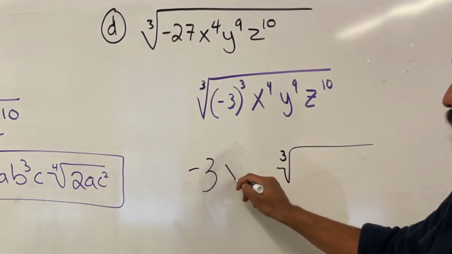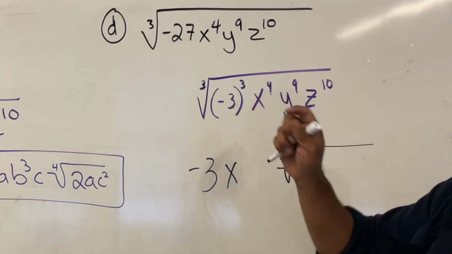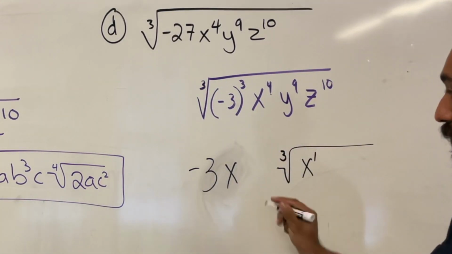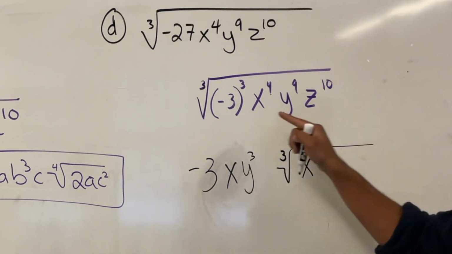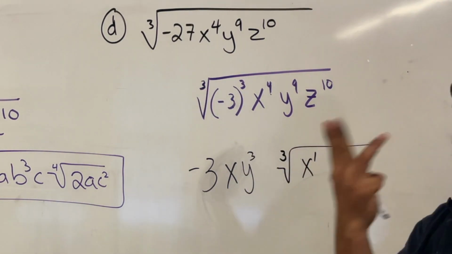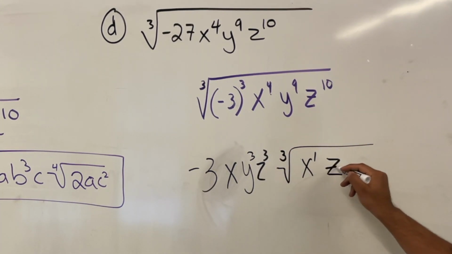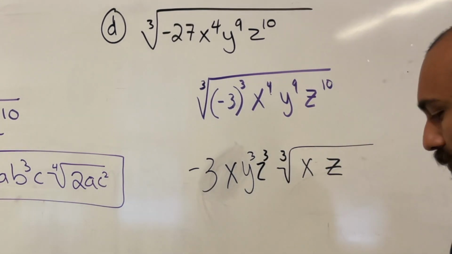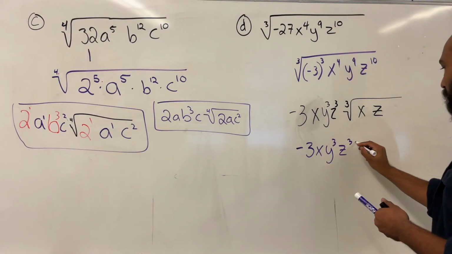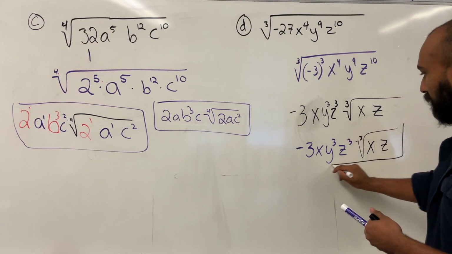On the next one, 3rd root goes in only 1 time to the 4th power with 1 left over. Same with the y, goes in 3 times perfectly, and then the z goes in 3 times, but there's 1 left over. So that's 3 times 3 is 9. There's still 1 z to the power of 1 still left underneath.